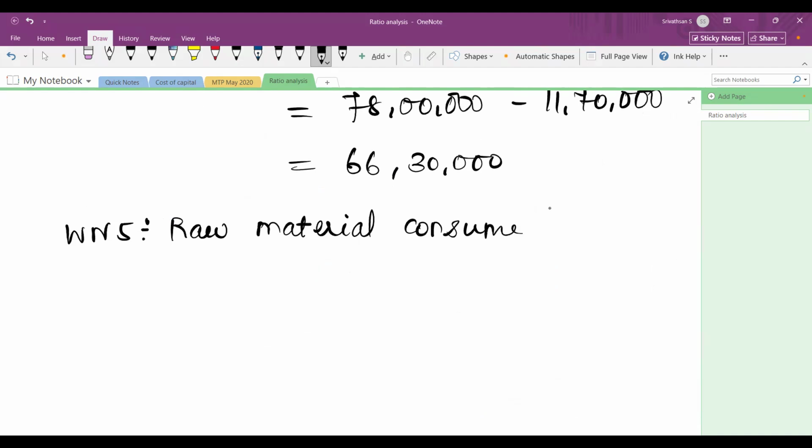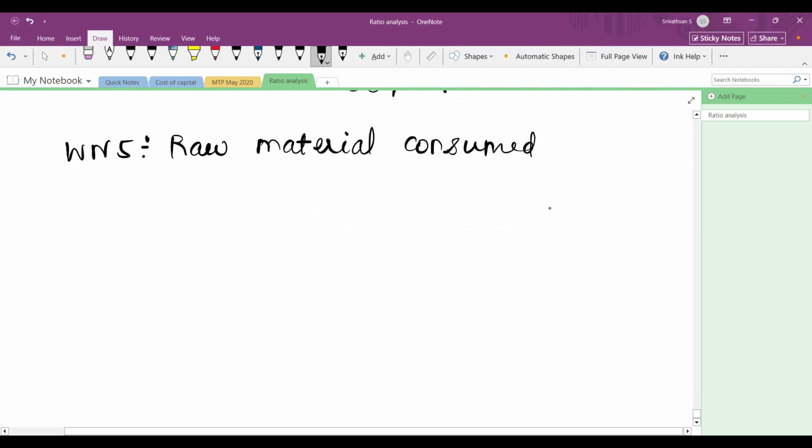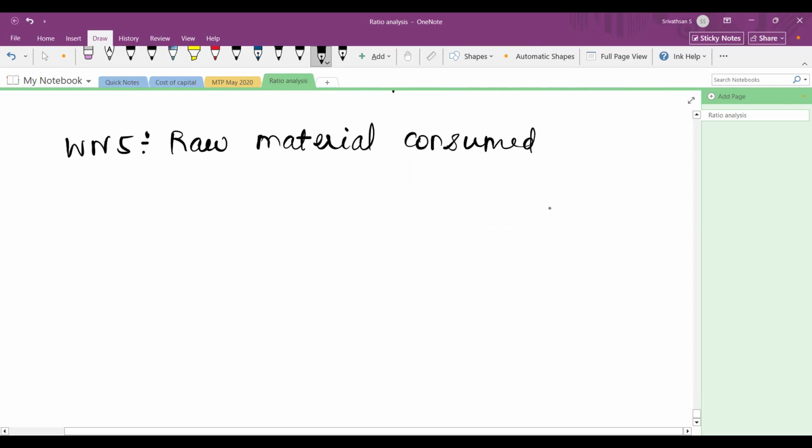Why do we calculate raw material consumed? In the P&L it will come: opening stock plus purchases minus closing stock. Instead of adjusting all these three, on the debit side, we will just write raw material consumed. You will understand while doing the P&L.